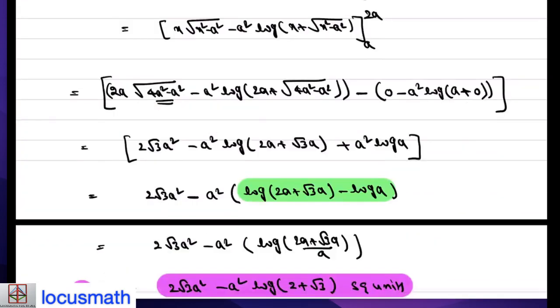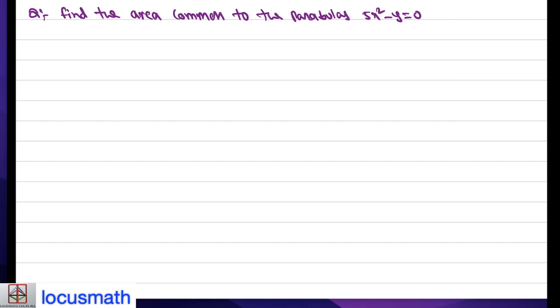So the next question is, find the area common to the parabolas 5x square minus y equals 0 and 2x square minus y plus 9 equals 0. So this is the question.